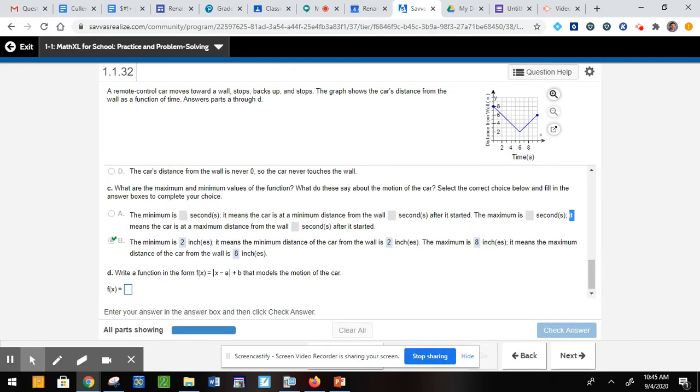So answer choice D says write a function in the form f of x equals absolute value of x minus a plus b that models the motion of the car. When I want to make a model for the car, it's even telling me that it's going to be an absolute value function. That's good information. Also, I can tell that by looking at the graph, because it's that V shape, the absolute value shape.